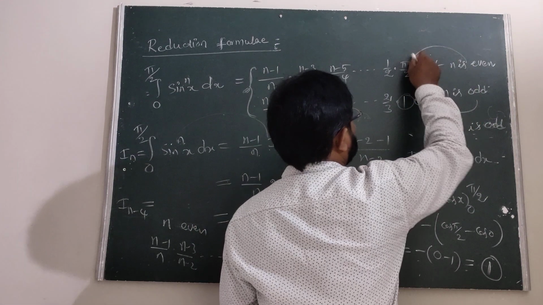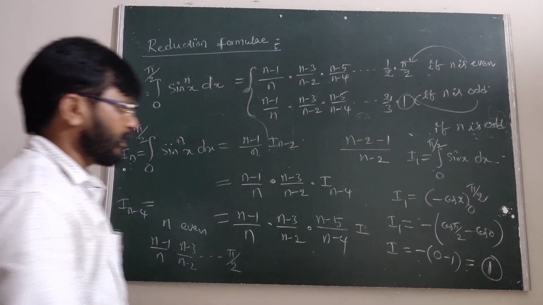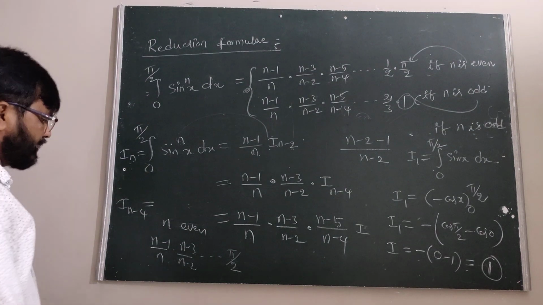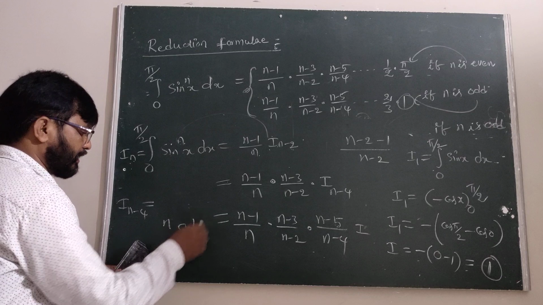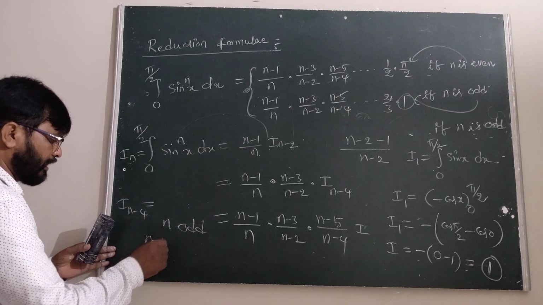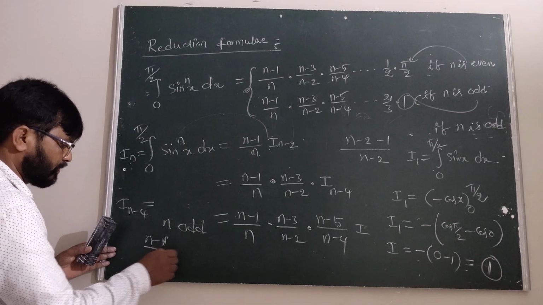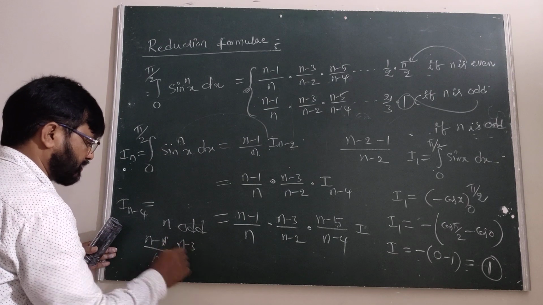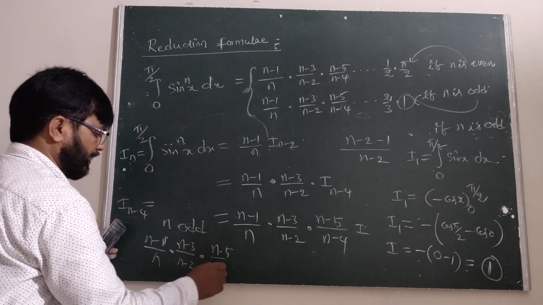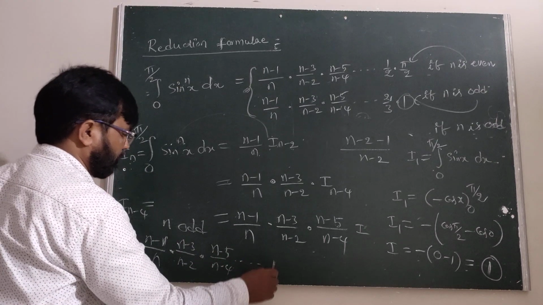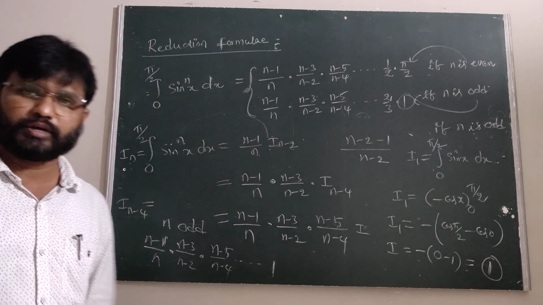If n is even, we get pi by 2. If n is odd, finally we can write (n minus 1)/n times (n minus 3)/(n minus 2) times (n minus 5)/(n minus 4), and so on, down to 1. This is the formula. Okay.